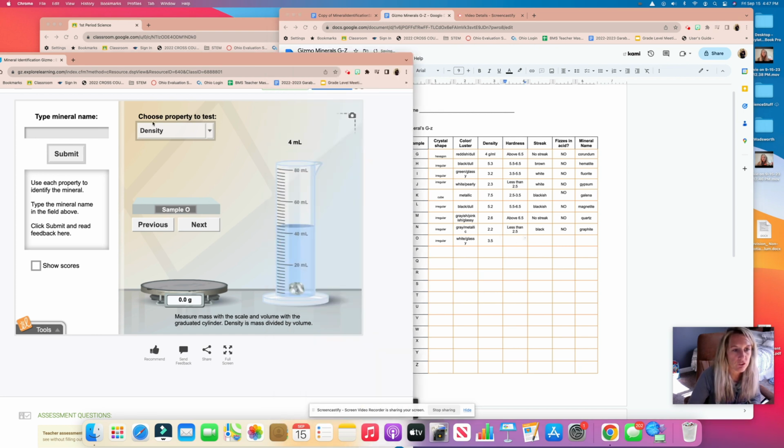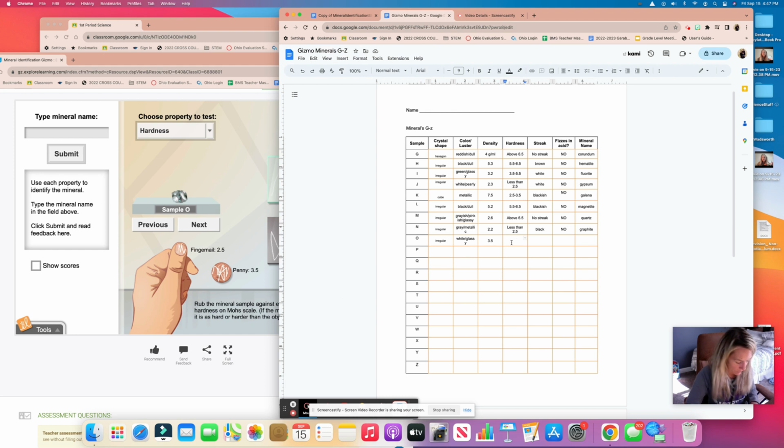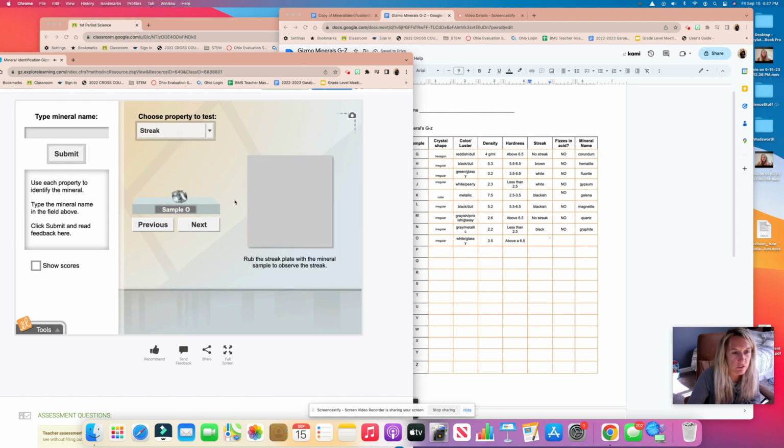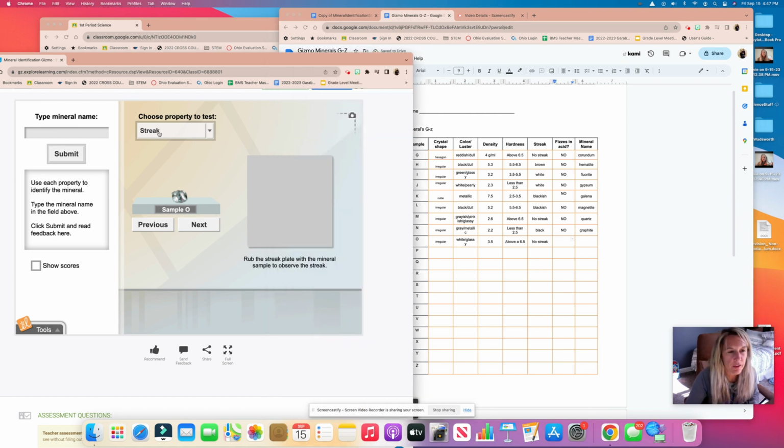All right, let's try the hardness test. Scratches a fingernail, scratches a penny, scratches glass, and scratches a steel plate. So it has to be harder than all of those. So we would say above a 6.5. All right, let's try the streak. Doesn't streak because it's too hard. All right, fizz with acid.